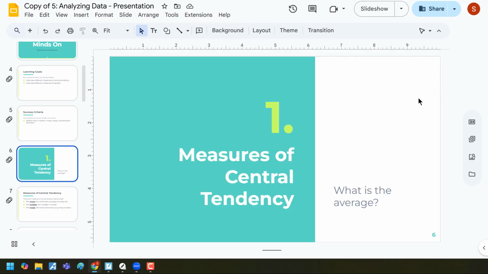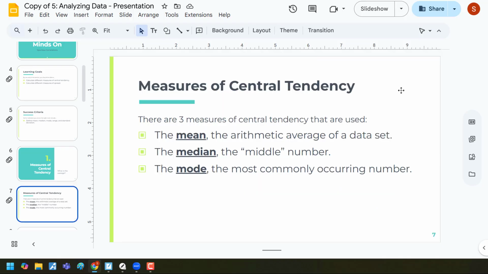Measures of central tendency. What is the average? There are 3 measures of central tendency that are used. The mean, which is the arithmetic average of a data set. So the mean is like the average. Most students get this one. It's not the hard one. The median is the middle number. This one's tricky. It's not conceptually hard. It's just annoying to do because you have to order all the numbers from smallest to biggest, and that can be annoying if there's a lot of numbers. And then the mode, which is my favorite. It's the easiest one. The most commonly occurring number. And if you're not sure what that means, I'll definitely explain it. So yeah.